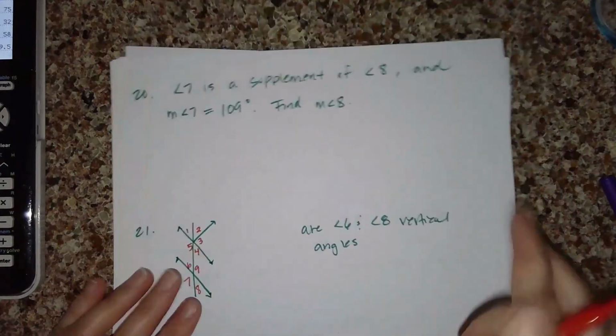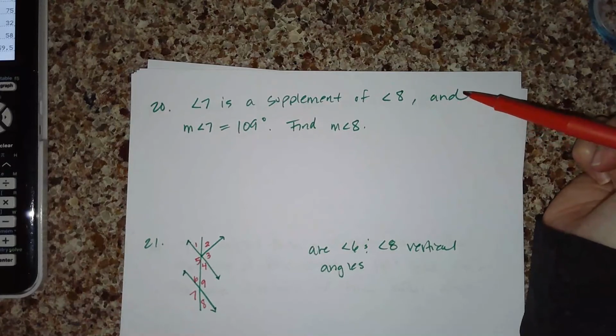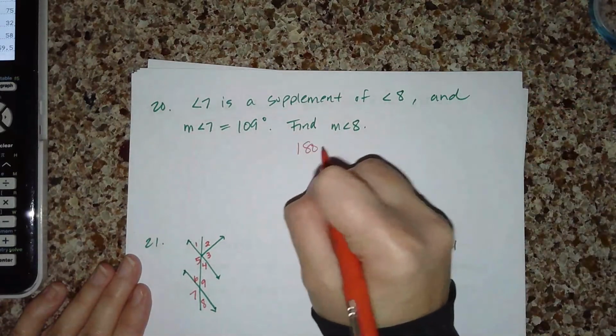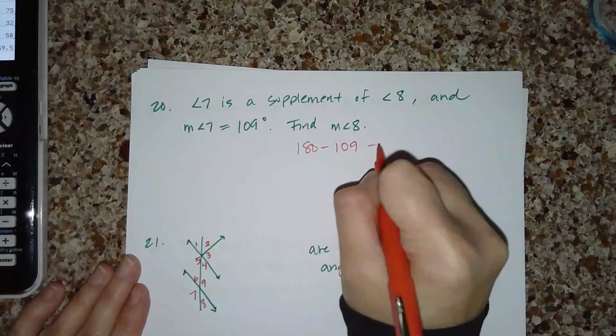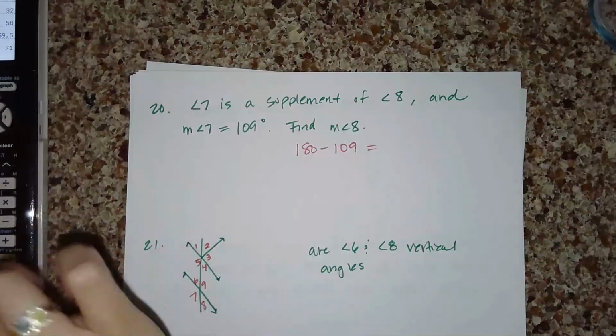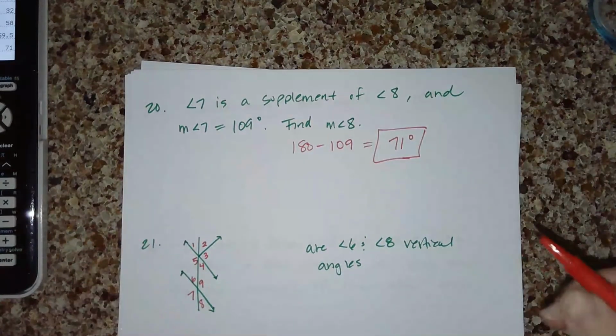Number 20. Angle 7 is a supplement of angle 8. If angle 7 is 109, what's the measure of angle 8? Well, supplement means that they're adding to 180. So 180 subtracting the 109 that you had for angle 7 means that angle 8 has to be 71 degrees.